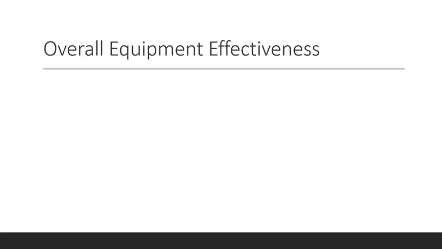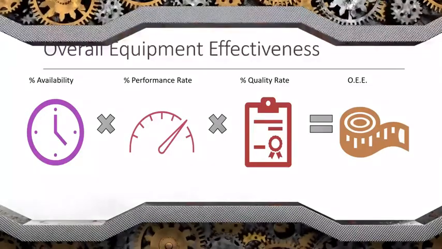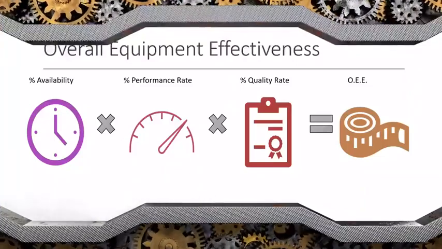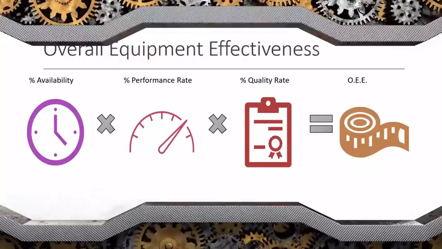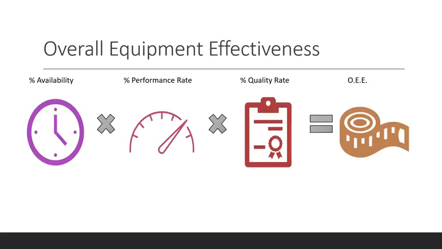OEE is broken into three measuring metrics: availability, performance, and quality. These metrics help gauge your plant's efficiencies and effectiveness and organize these key productivity losses within the manufacturing process. OEE empowers manufacturing companies to improve their processes and, in turn, ensure quality, consistency, and productivity measured at the bottom line. The calculation for OEE is availability times performance times quality, which gives you the overall equipment effectiveness.